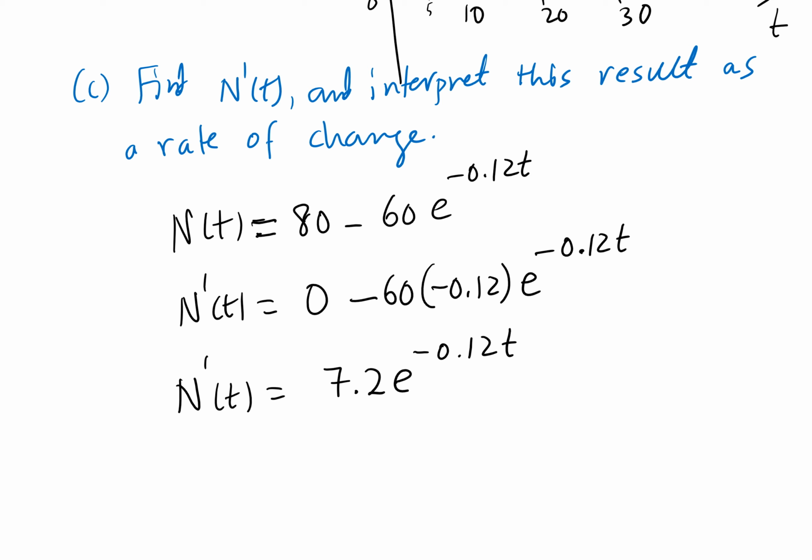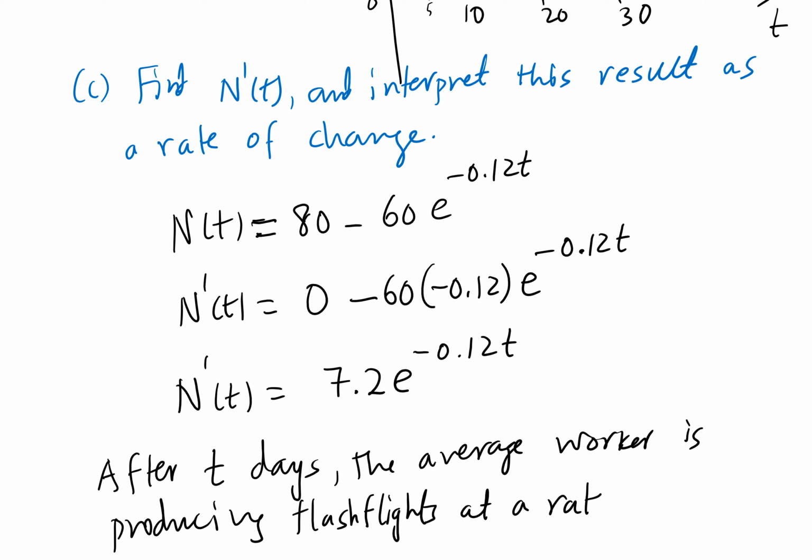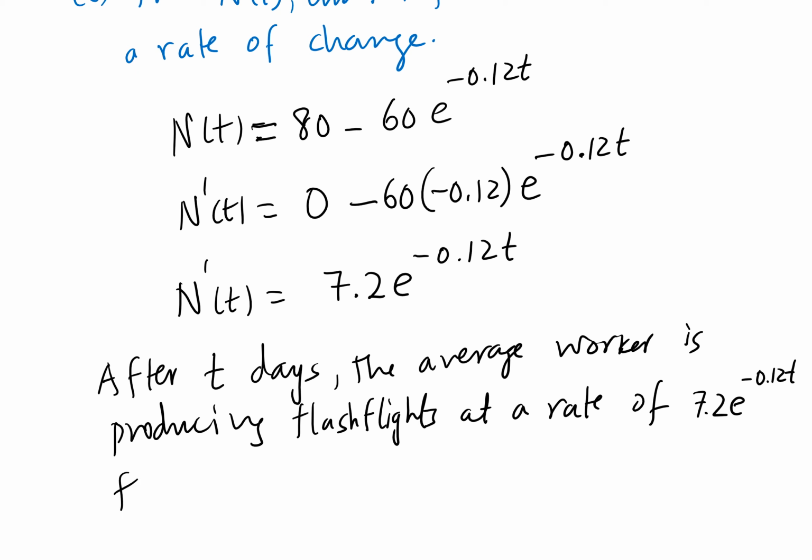And how to interpret this? This is saying after t days, because the problem was talking about work days, t days, the average worker is producing flashlights at a rate of the thing that we got, 7.2 e to the negative 0.12 t flashlights per day.